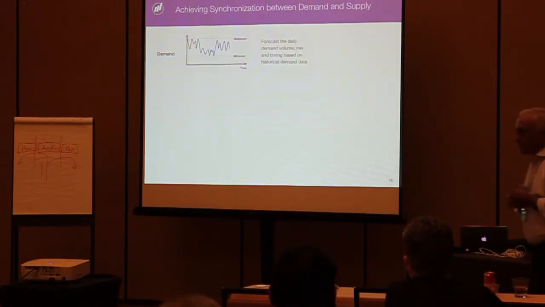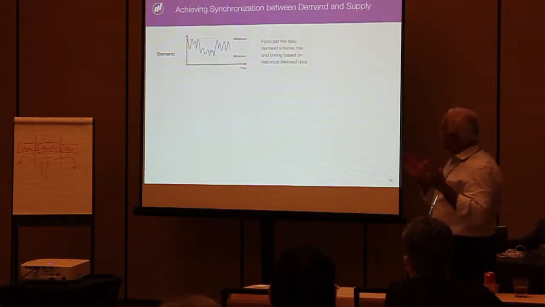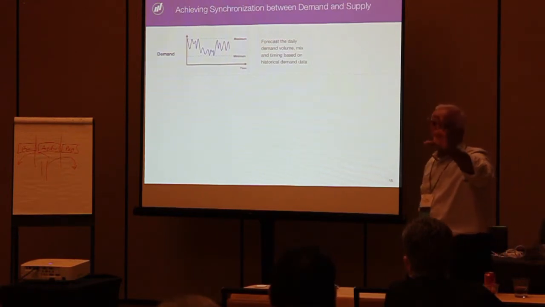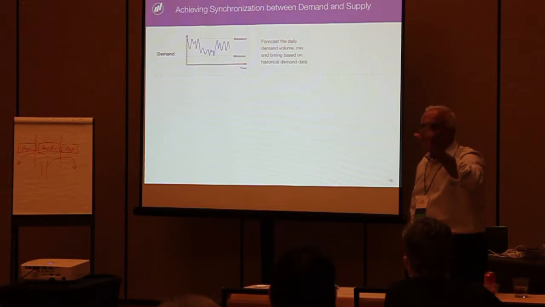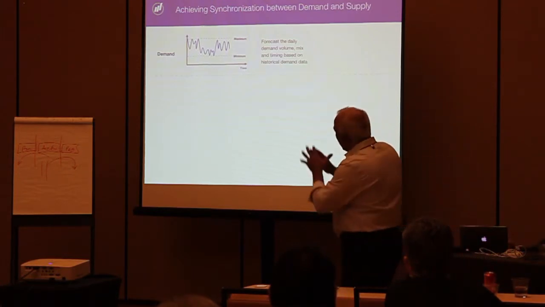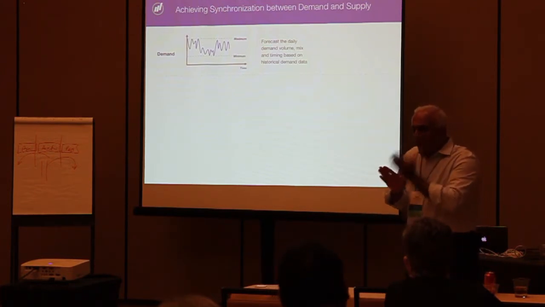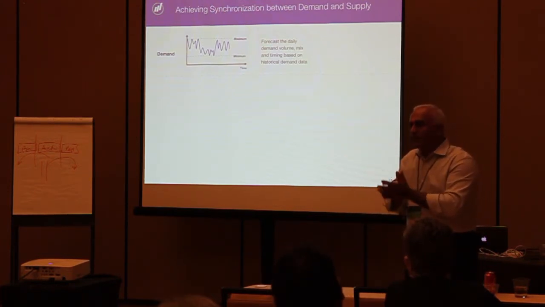So the only lever you've got then is synchronization. Remember when we talked about waste, variability and flexibility? The flexibility part is how you synchronize demand and supply. So what you have to do is get a handle on the demand pattern in service processes, and you've got to do it at a very fine level of granularity.